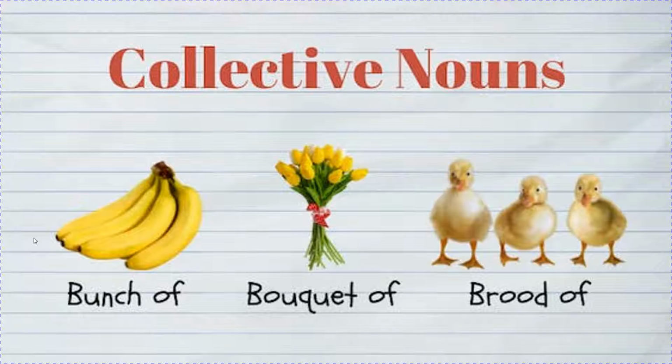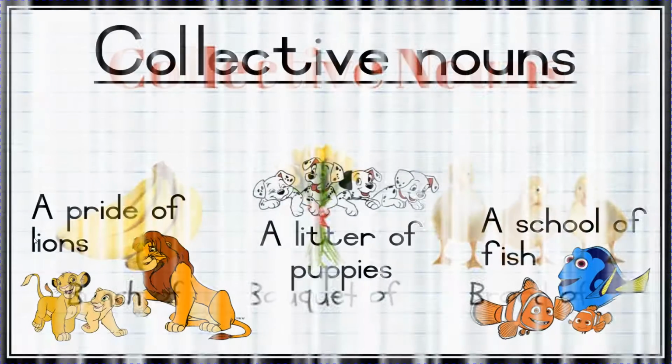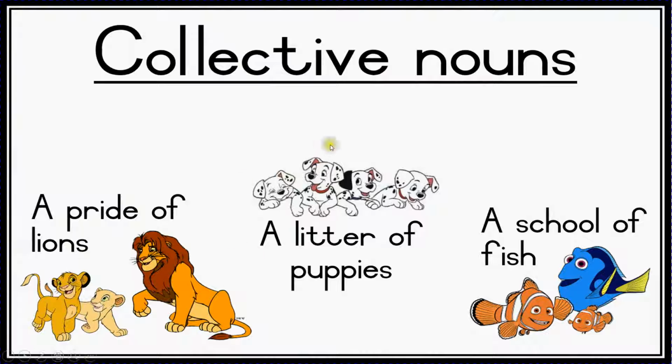One thing I want to tell you here, children, is which article you will use. We always use a or an with collective nouns. Always. A bunch of bananas, a bouquet of flowers, a brood of chickens. Okay, see, a pride of lions. For lions we use pride, a pride of lions. For puppies, a litter of puppies, a litter of kittens, fine. For fish, we use a school of fish, or you can also say a shoal of fish, okay.